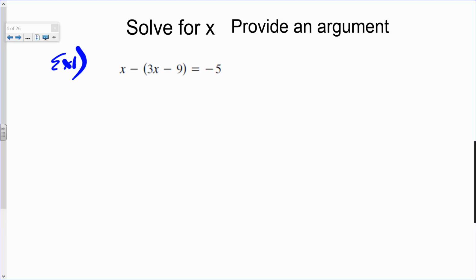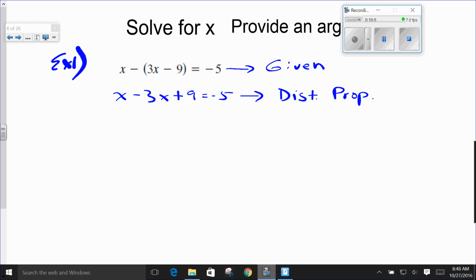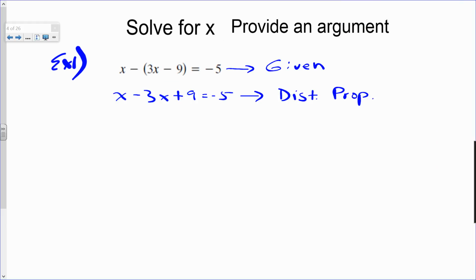Here's what I'm talking about. Ready? Now on your properties of equality sheet that you should have, there are 4 properties of equality, right? You guys can see that? Statement I'm justifying. A valid reason. So the first statement, given, that's my justification. Second statement, that's my justification.